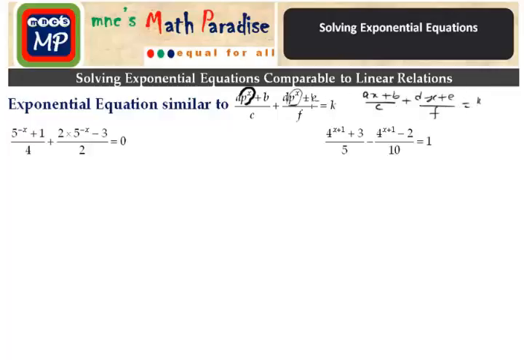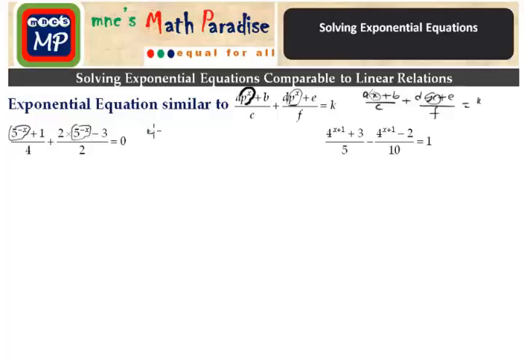This form of exponential equation is similar to this form of linear equation, except the linear variable x is replaced by the exponential term p to the power x. So let us see with these two examples how we can solve these forms of exponential equation. In the first term, the exponential term is 5 to the power minus x. In the second term, it is also 5 to the power minus x. So it is already given with the same base.